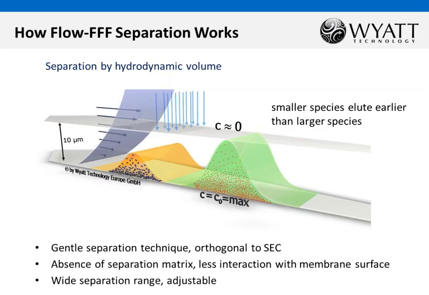What are the advantages of FFF? It's a gentle separation technique that can be used orthogonal to SEC. The lower surface area of the membrane also minimizes surface interactions. In field flow fractionation, the separation range is tunable by the strength of the crossflow. Samples of wide size ranges may be separated in a single run.